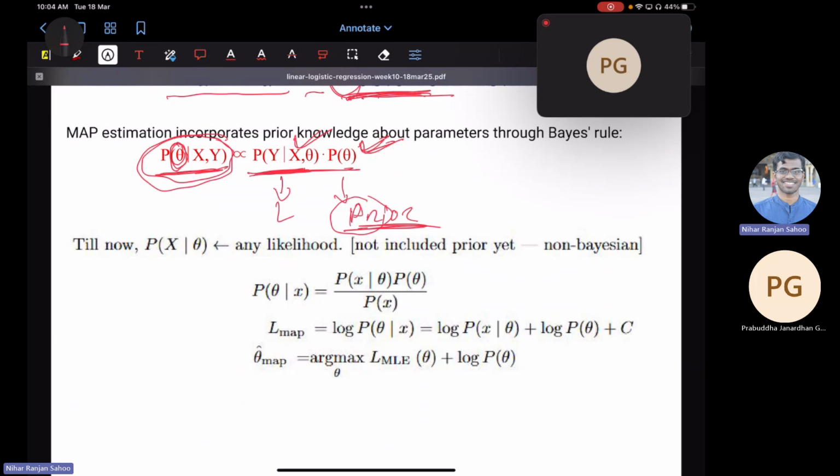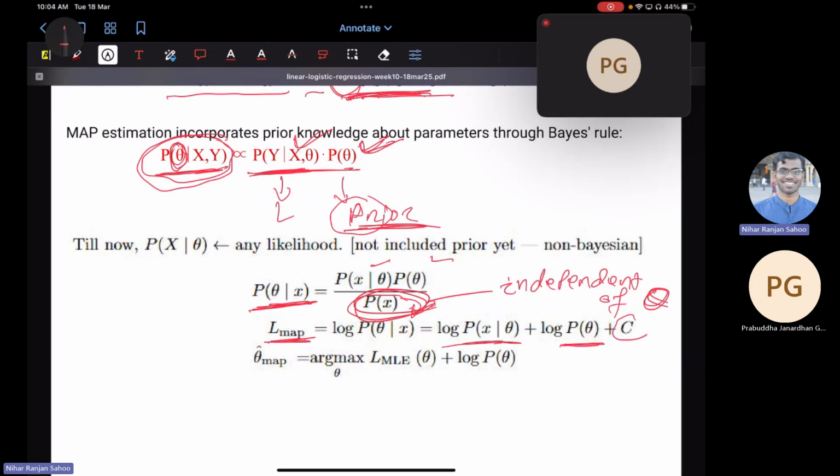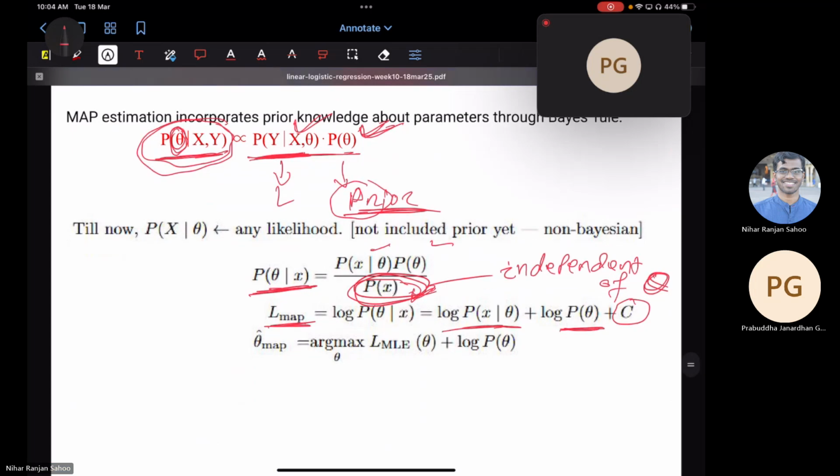Here, this posterior can be represented by likelihood, prior, and total probability. And this total probability is independent of theta, independent of the model parameters. So you can completely ignore this. Now the likelihood of MAP can be represented by just the likelihood and the prior, and this can be converted into some constant.